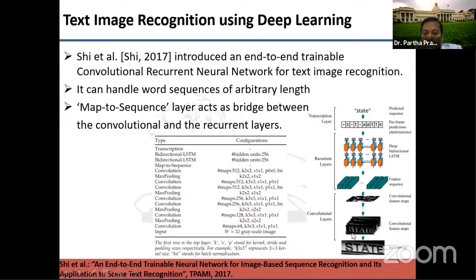So this CNN extracts the features, and the RNN is using these features for transcription. Okay, so that's how the CNN and RNN are combined together. Like this, in image captioning and video captioning, everywhere you have this combined architecture, CNN and RNN, which work together.